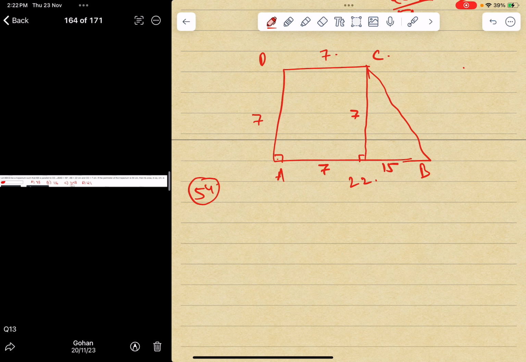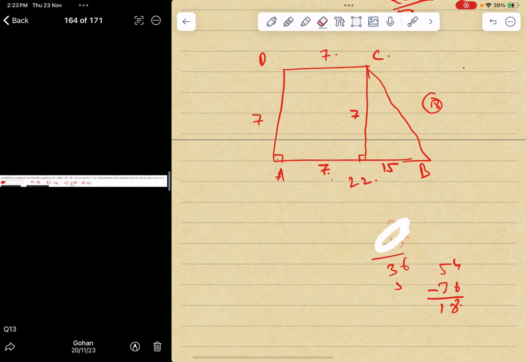This is 7, which means 15, 7, 22, 7, 7, 7, 21, 21 plus 15 is 36. So 54 minus 36 is nothing but 18, right? Yes, 18. Is 18, 7, 15 a triplet? It isn't. Fair enough, right? It isn't a triplet. Let us work upon something else, which means that it won't be.